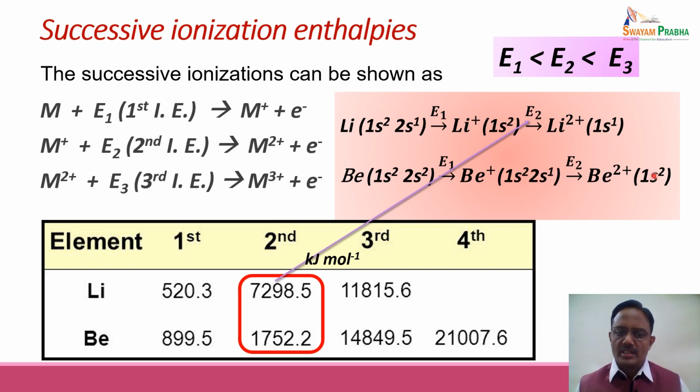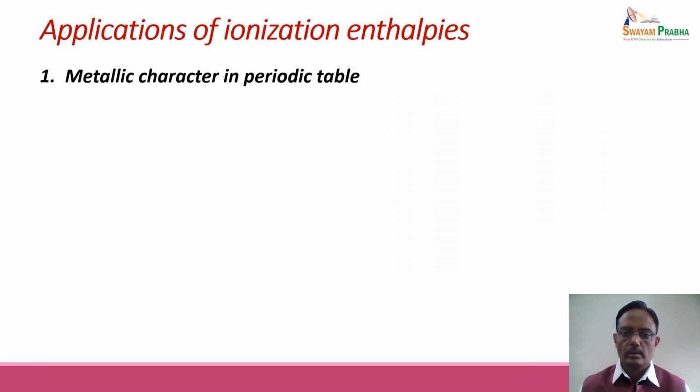configuration. As a result, the energy required to remove the second electron is much less as compared to the energy required to remove the second electron from lithium, which is an extra stable configuration. And hence this type of anomaly is observed whenever there is an extra stable configuration in a particular ion.